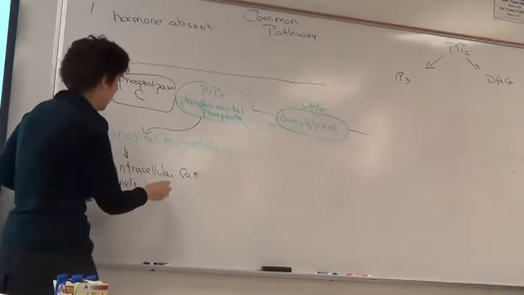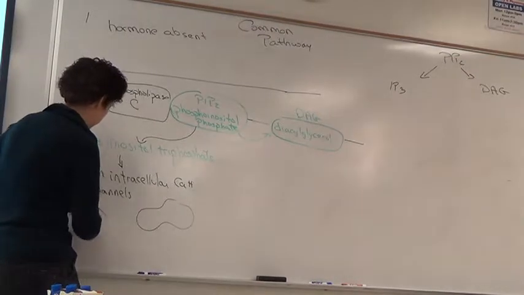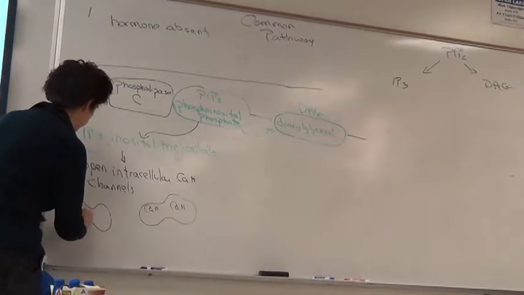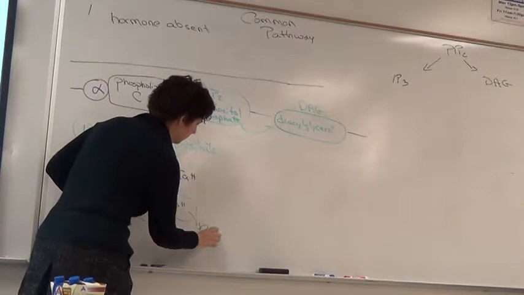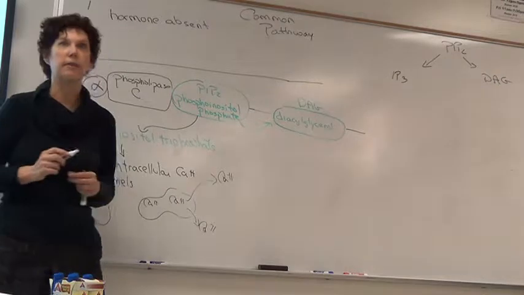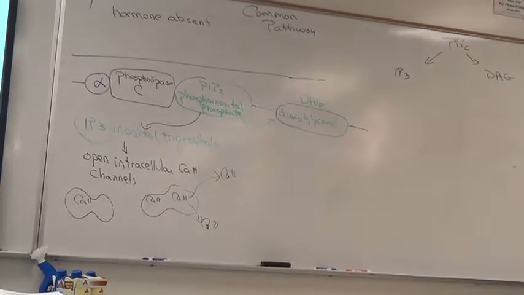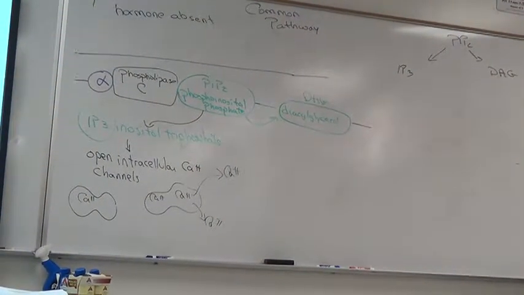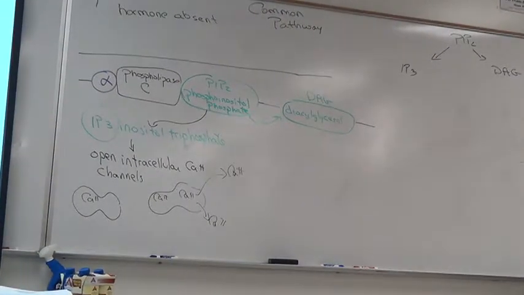So smooth endoplasmic reticulum channel sacs that have calcium ions in them. Those calcium channels will open, and calcium ions will be released. Okay? So that's the part of this pathway that is similar to this one, opening calcium channels, but they're intracellular calcium channels. And then calcium itself can be a second messenger.